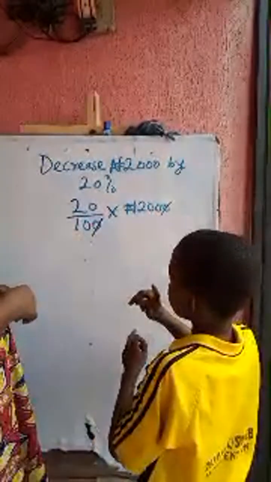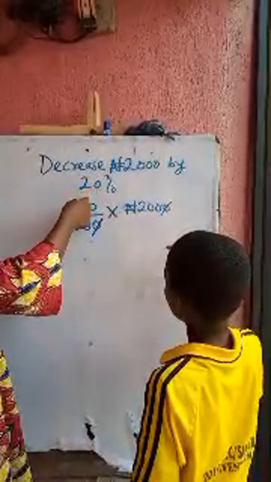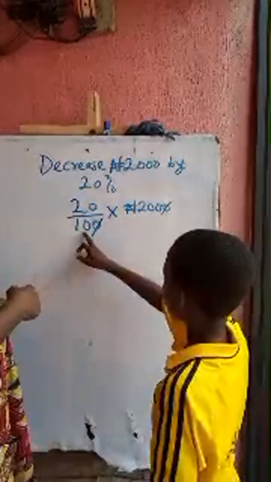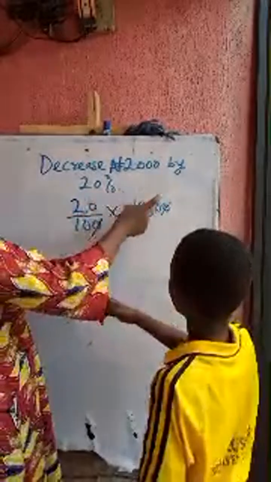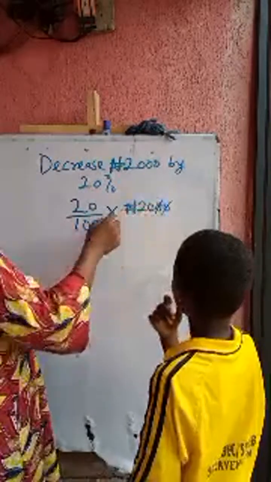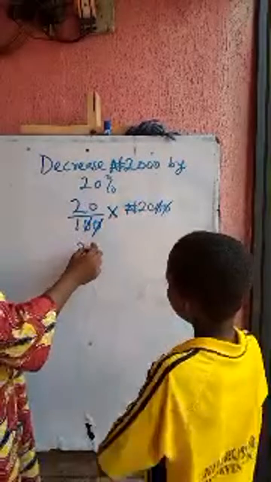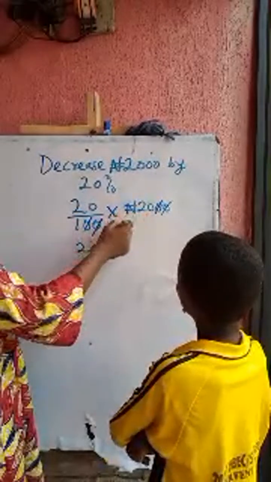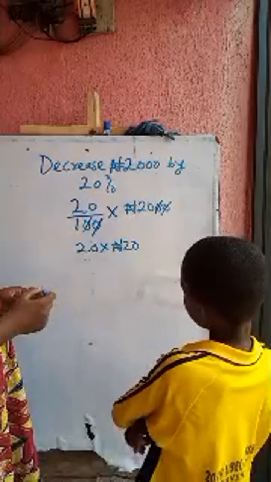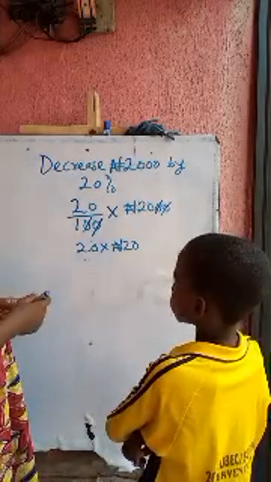How do you want us to do it? It's either you go this way or you go this way. So which way do you want us to go? This way for me. So this zero kills this zero. So we are left with 20 times 20 naira.